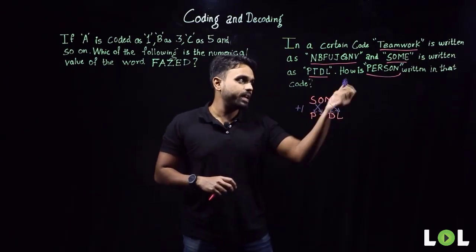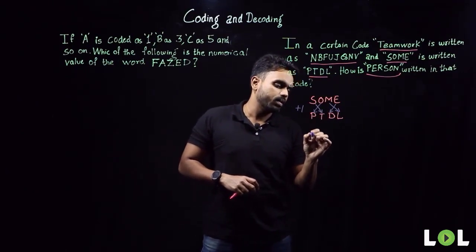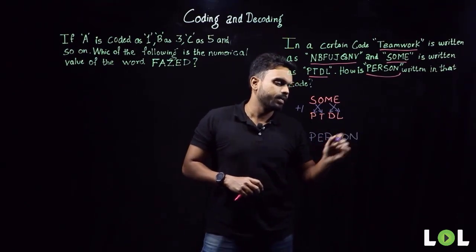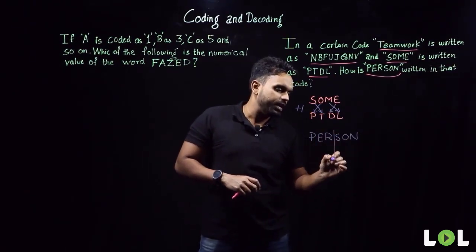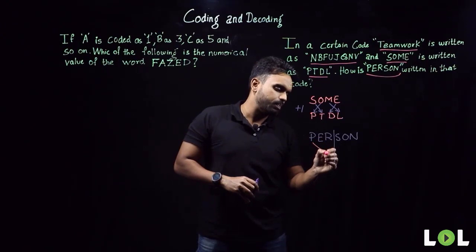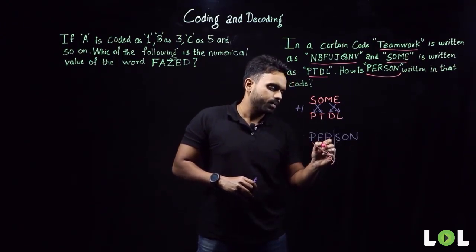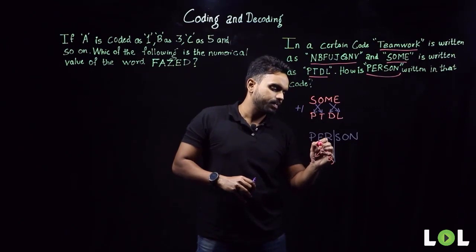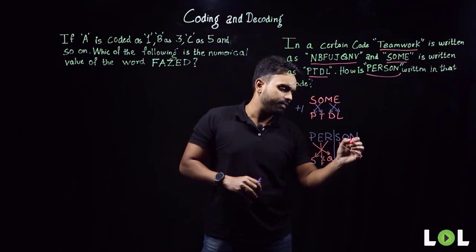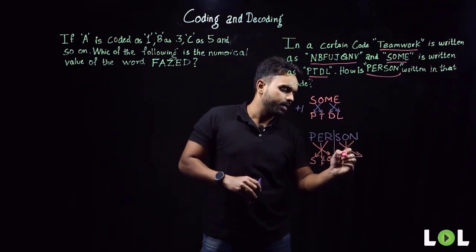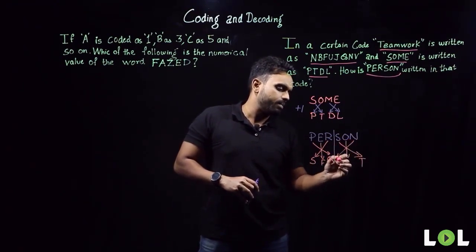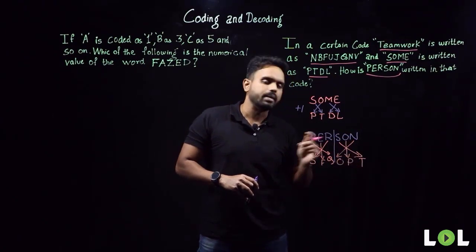So what am I supposed to do with my answer here? I am supposed to apply the same logic. Person. I have to divide it into two halves and cross it. If I cross it, P becomes Q, R becomes S, and E becomes F. Similarly, here I have divided it already and have to cross it. S becomes T, N becomes O, O becomes P.